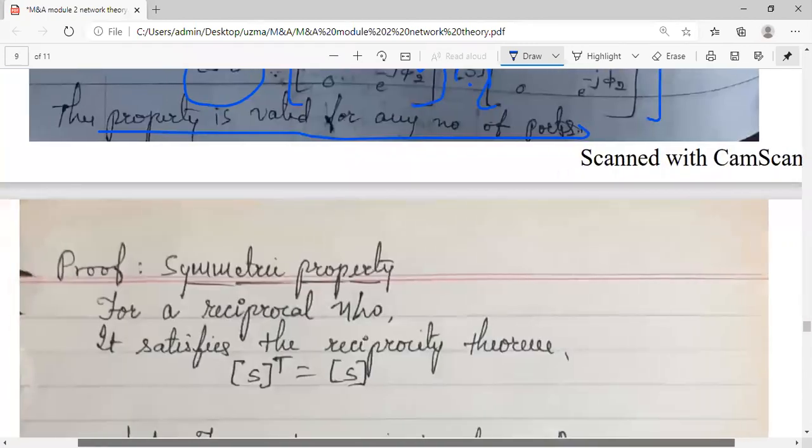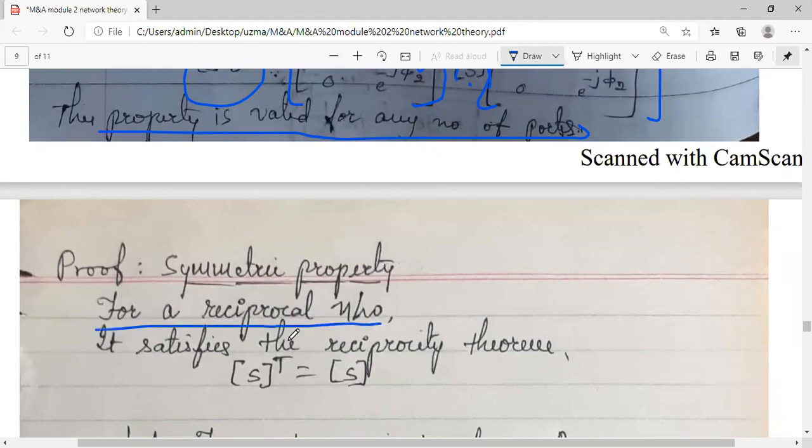First one, the symmetric property. As I told you, it is the symmetric property or reciprocal network. For reciprocity, you can even say the synonym. Instead of asking you to prove the symmetric property, they can even ask you to prove the reciprocity property. In that case you should take both as the same, because for a reciprocal network the Z and Y matrices are symmetrical. So is the case with your S parameters, the S matrix. Because of that, the reciprocity property or the symmetric property can be taken in both ways.